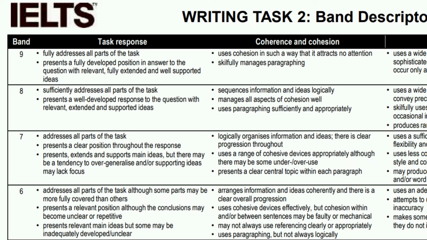Use cohesive devices effectively, but cohesion within and or between sentences may be faulty or mechanical. May not always use referencing clearly or appropriately. Use paragraphing, but not always logically. For getting a band 7, you should organize information and ideas logically. There is clear overall progression throughout.